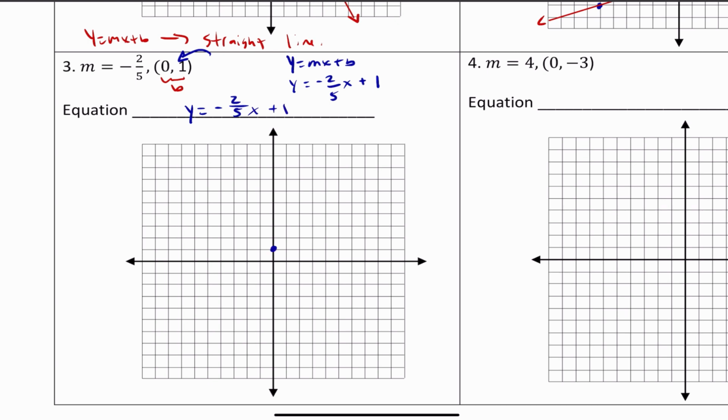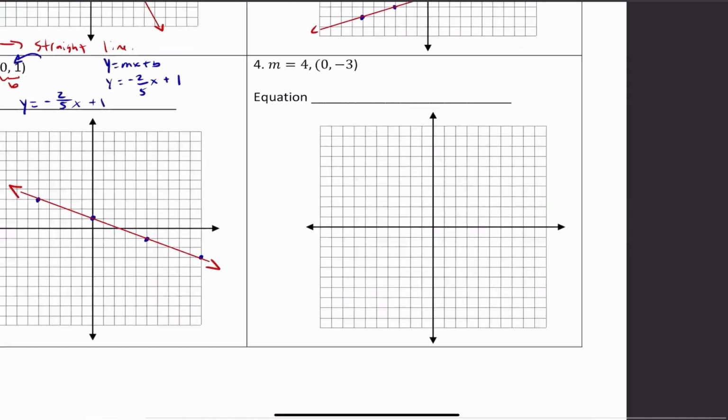I start at 0, 1. It's right here. And since this is a negative slope, because there's a negative sign in front of my slope, I'm just going to go down 2, right 5, right? So down 2, 1, 2, 3, 4, 5. Do the opposite. So I'm going to go up 2, left 5. So up 2, 1, 2, 3, 4, 5. And then it looks like I'm pretty content with these points. So I connect them. And then these arrows represent that they are extending forever. Okay?